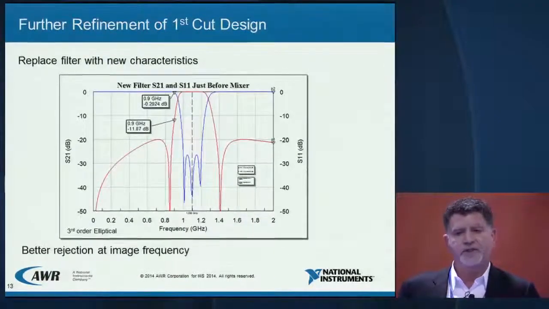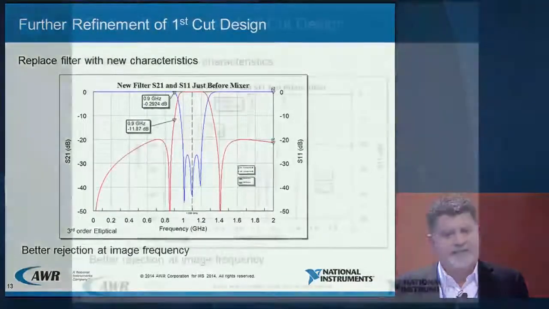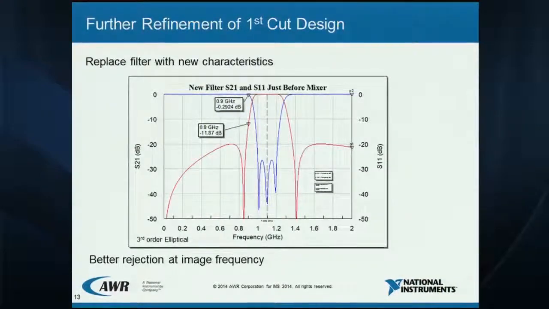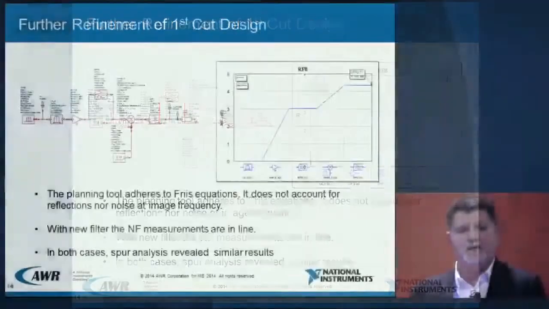So we'll take the first filter that we designed, make a further refinement, make the skirts steeper, reject more noise at 900 megahertz, do the analysis in VSS, and now we can come into alignment with the first calculation of noise figure.